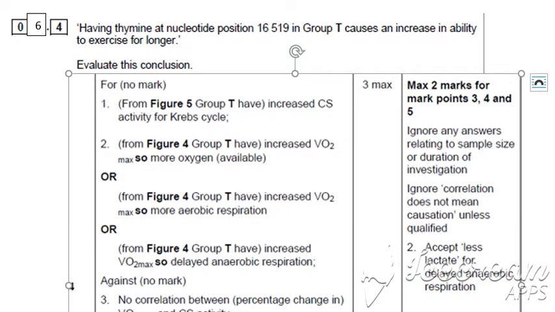So again, to evaluate, we're looking for arguments for and against, and we're using all of the figures that we have been supplied. So in figure 5, we can see that group T did have an increase in CS activity for the Krebs cycle, and from figure 4 we can see that group T had an increase in VO2 max, so there would be more oxygen available.